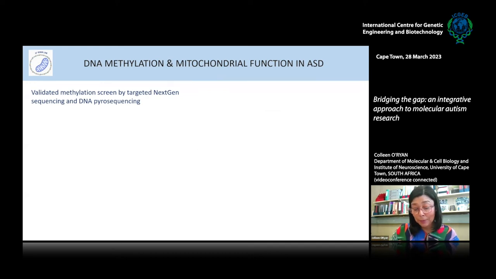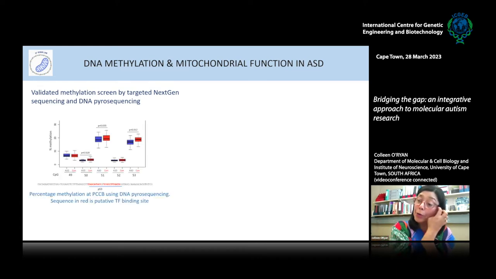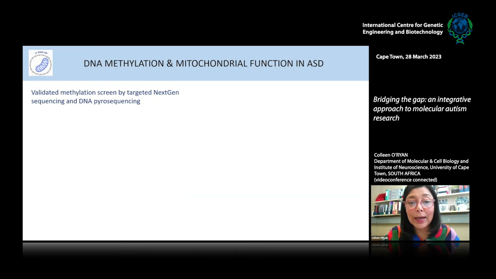Because this was a chip-based study with a bioinformatic pipeline, I had to validate that the genes I found to be differentially methylated were indeed differentially methylated. So in a larger replication cohort, I validated about 30 genes using targeted next-gen bisulfite sequencing, and for a couple of highlighted special genes I used DNA pyrosequencing. Just to go back one slide, sorry.